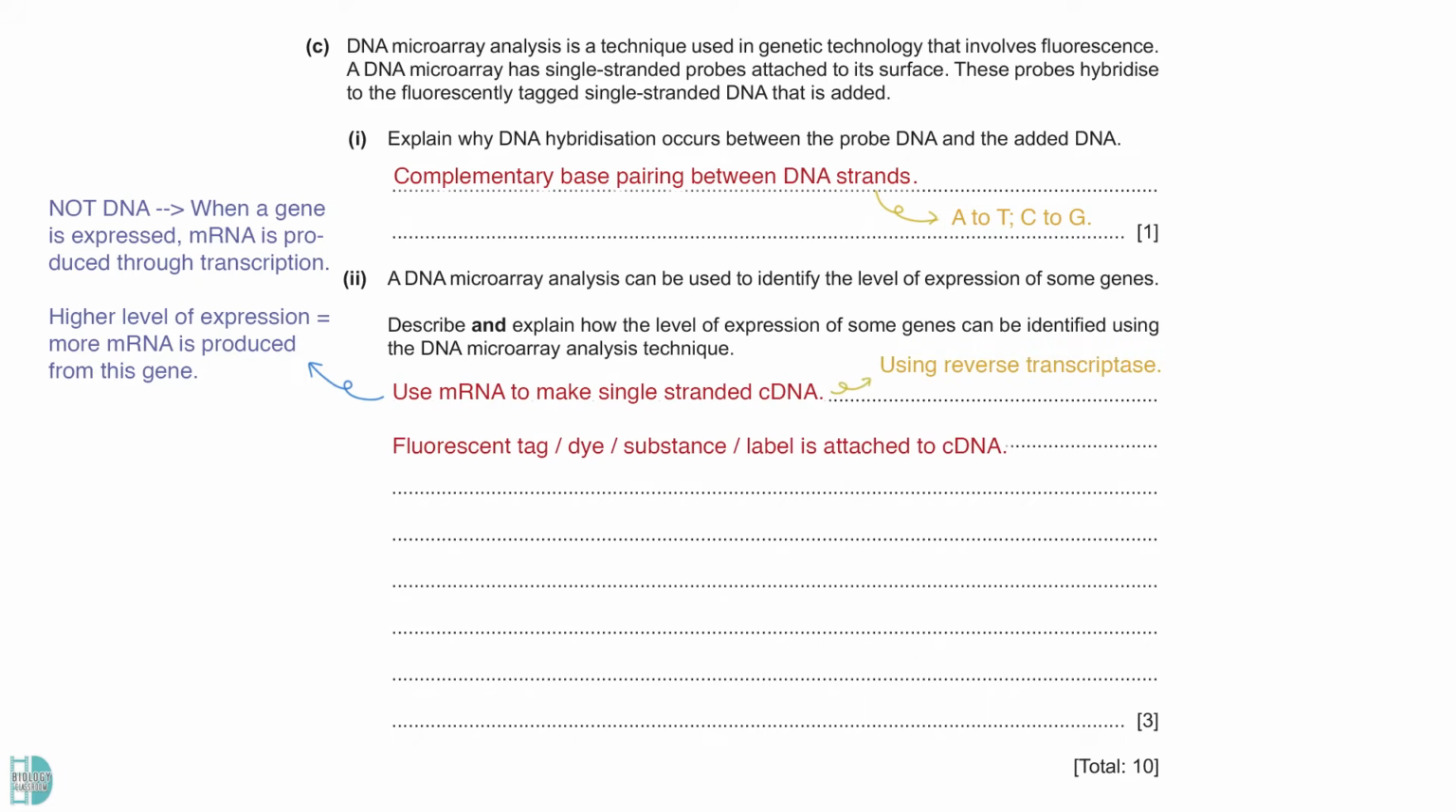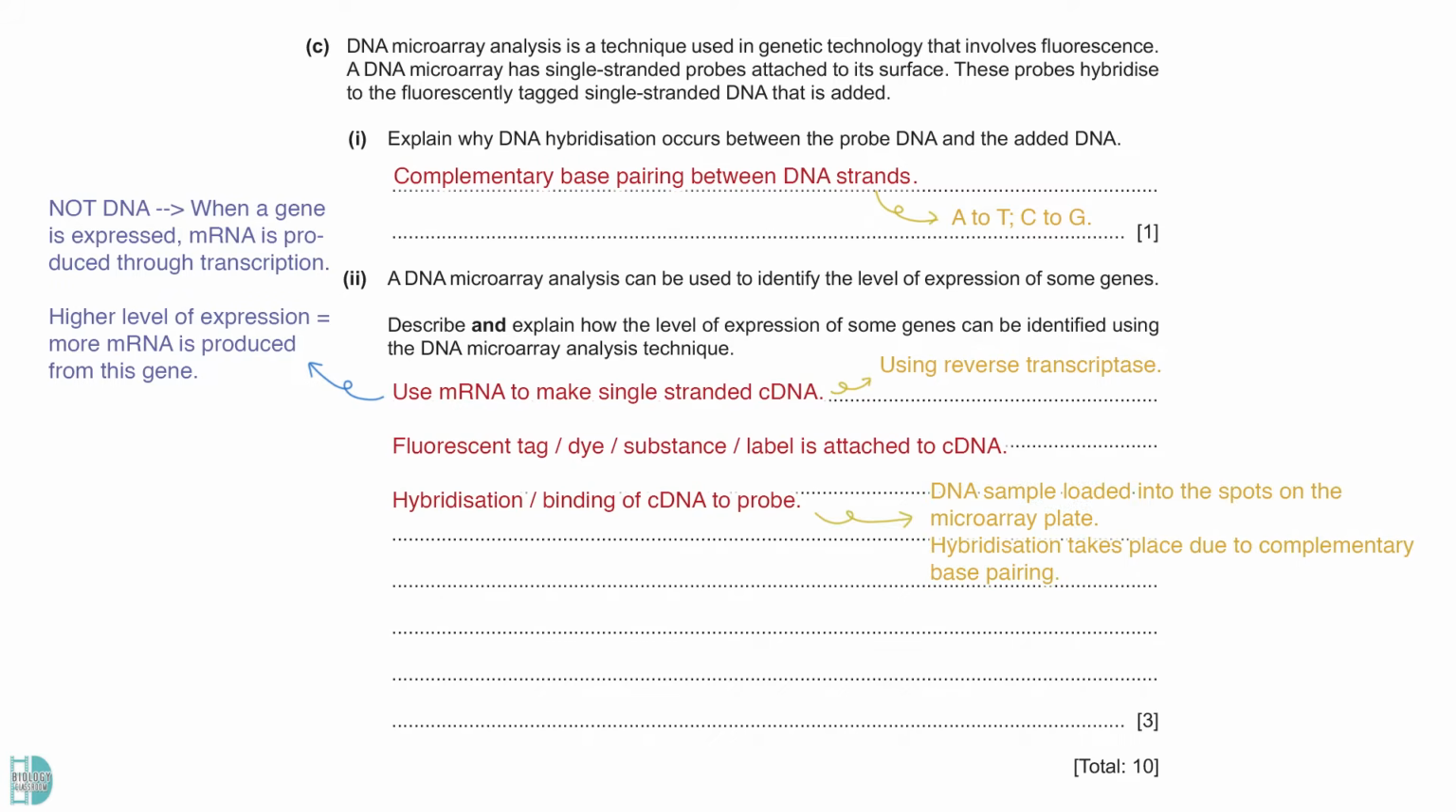A fluorescent tag or dye is attached to the cDNA. The DNA sample will then be loaded into the spots on the microarray plate. The hybridization of cDNA to probes takes place due to complementary base pairing. Then, the plate will be scanned using lasers or UV light scanners to check for fluorescence activity.